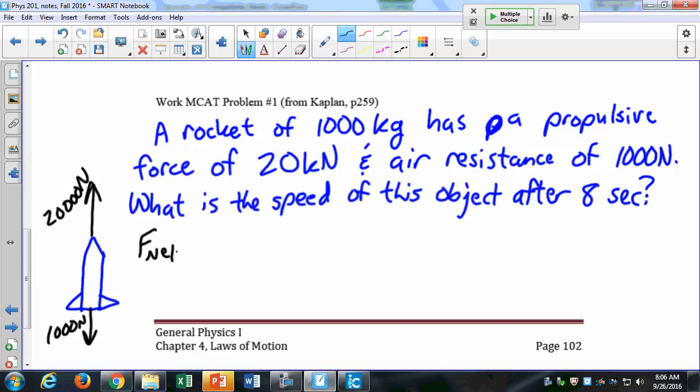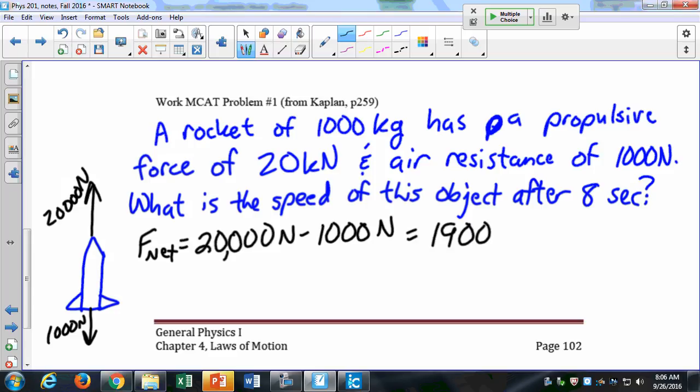The net force is the vector sum. So what is going to be my net force in this case? Is it going to be 21,000 or what? It'll be 19,000. It'll be 20,000, which is in the positive direction, minus 1,000. So 20,000 newtons minus 1,000 newtons is equal to 19,000 newtons. Next, I want to find my acceleration.